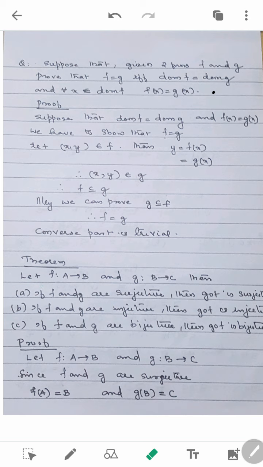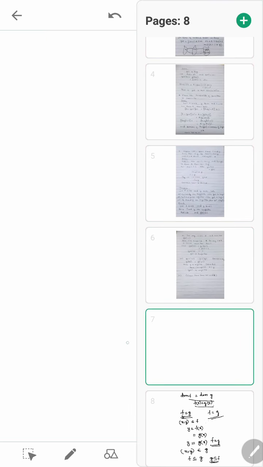Given two functions, f maps from A to B, g maps from B to C. Then if f and g are surjective, then g composition f is surjective. You all know what is surjective. Given f maps from A to B is surjective, a function is surjective means the range of f, which is given by f of A, should be equal to the codomain B.